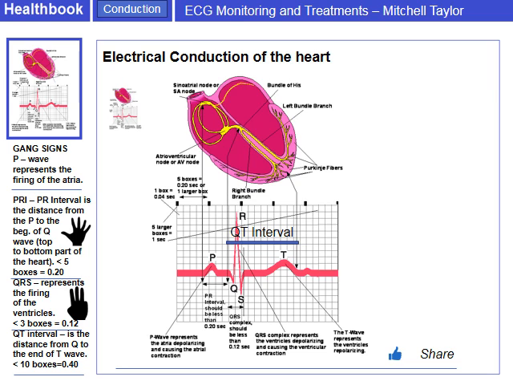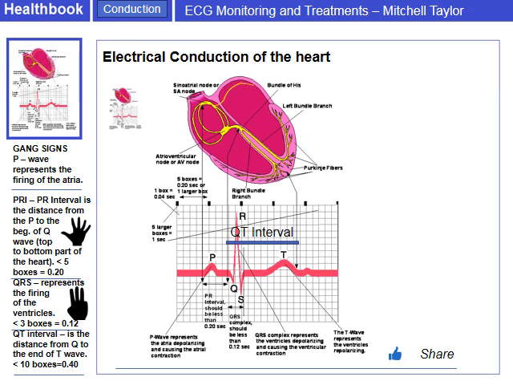And so our gang signs are, we take your hand, take 5 fingers on your hand, and you put it from the top part of your heart to the bottom part of your heart. It's no more than 5 boxes. So I need to see you doing that. Come on, put your hand on your chest. It's okay. Nobody's watching.